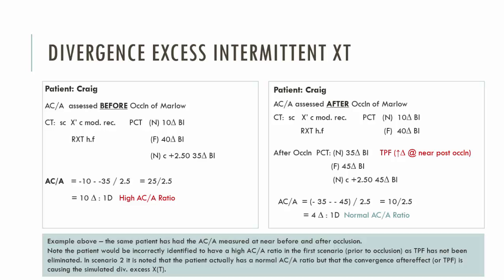Now, the effect on the AC/A ratio isn't as great if you assess the patient in the distance, because in the distance, obviously TPF isn't playing as much of a role because it's being utilised at near, not at far. So if you don't have time in clinic to occlude your patient for 45 minutes and you want to measure the AC/A ratio, you must do it in the distance so that TPF won't contaminate your AC/A ratio.